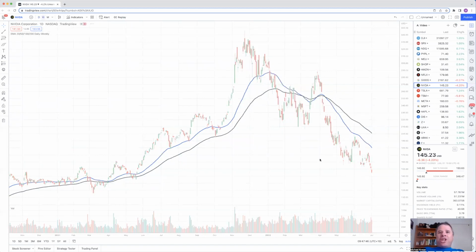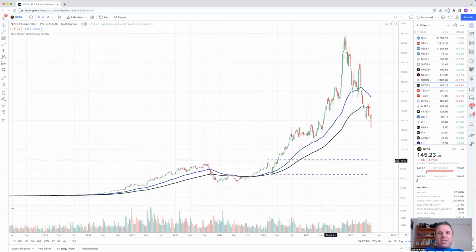When you look at the weekly chart, there's still a long way to fall before it reaches the 2 support levels I'm looking at, which are the pre-COVID highs and also the COVID-19 lows. Pre-COVID highs is around $80 and the COVID lows is around $48. So a long way to fall until we get there, but the chart is looking down for Nvidia.